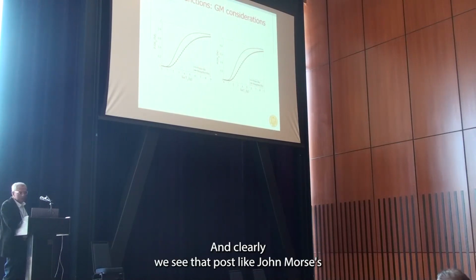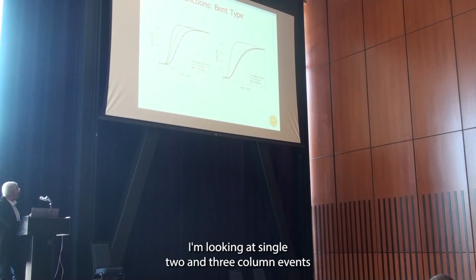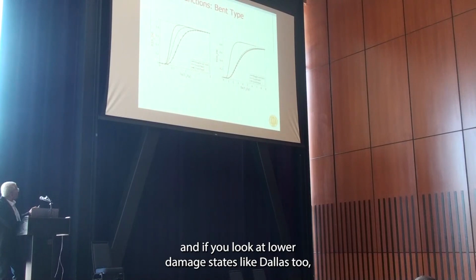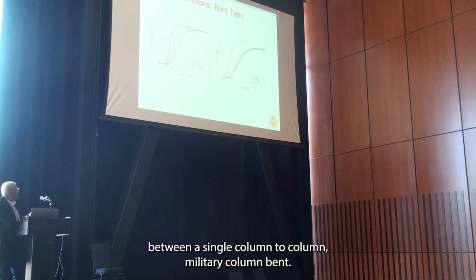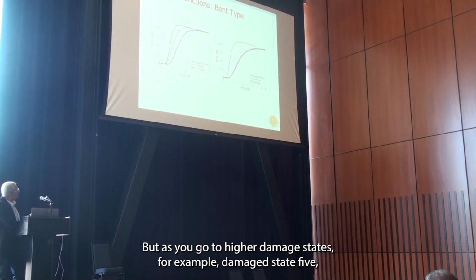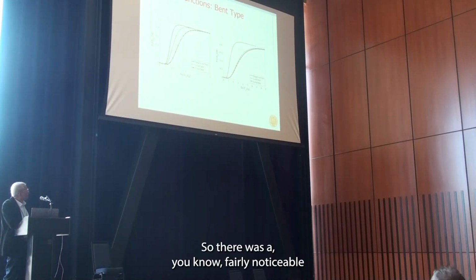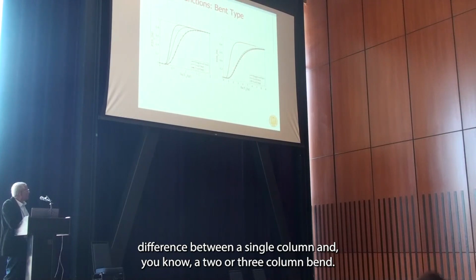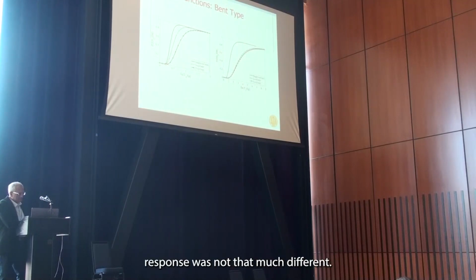And clearly we see that pulse-like ground motions do result in higher damage. Here I'm looking at single, 2, and 3-column bends. If you look at lower damage states like DS2, you find a fairly good separation between a single column, 2-column, and a 3-column bend. But as you go to higher damage states, for example damage state 5, what we found is that 2 and 3-column bends had pretty similar responses. There was a fairly noticeable difference between a single column and a 2 or 3-column bend, but going from 2 to 3, the response was not that much different.